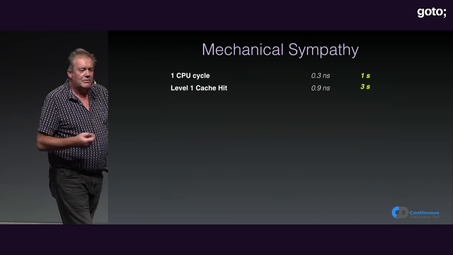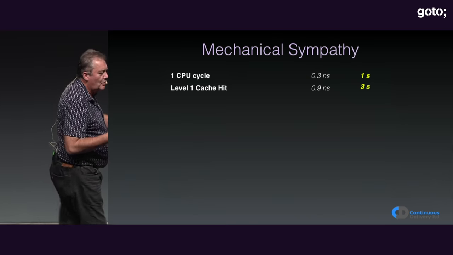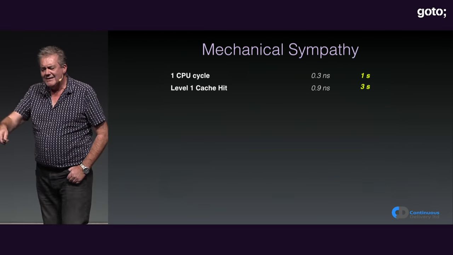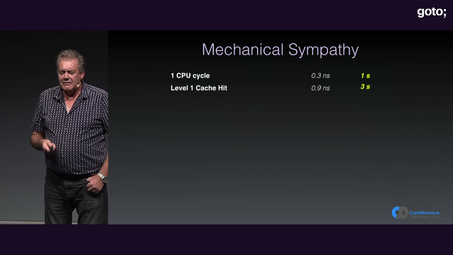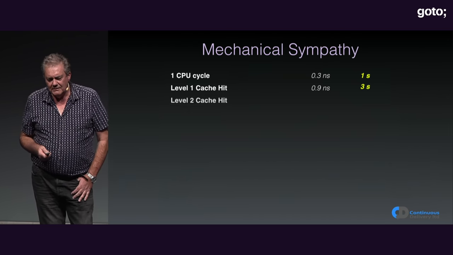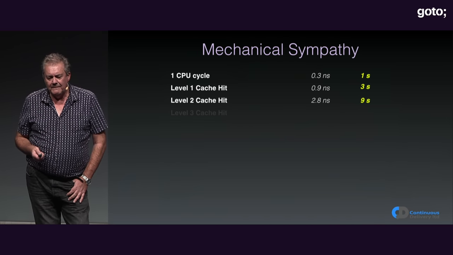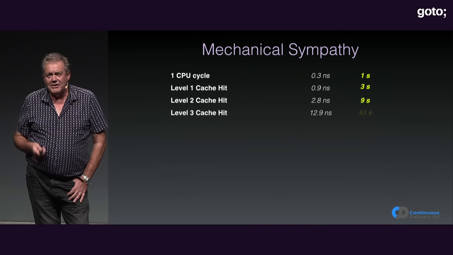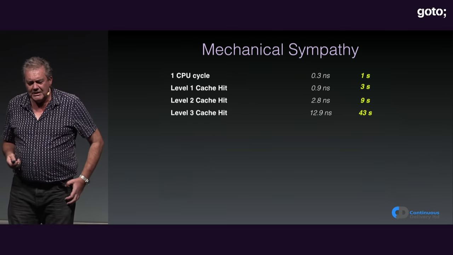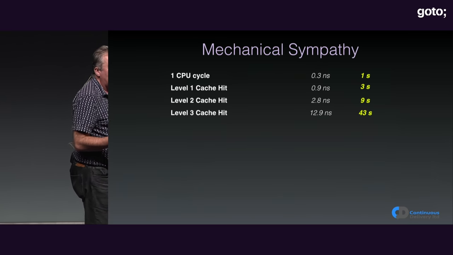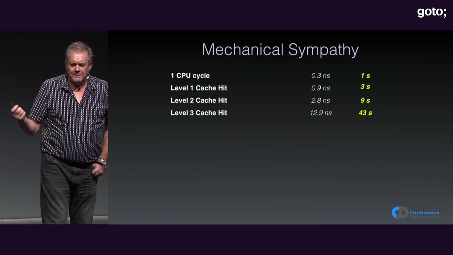The registers in the processor first of all, then the level one cache is the most efficient. A level one cache hit takes 0.9 nanoseconds, or in our world, 3 seconds. A level two cache hit takes 9 seconds. A level three cache hit, this is all still on the chip, this is all still on the processor, takes 43 seconds.